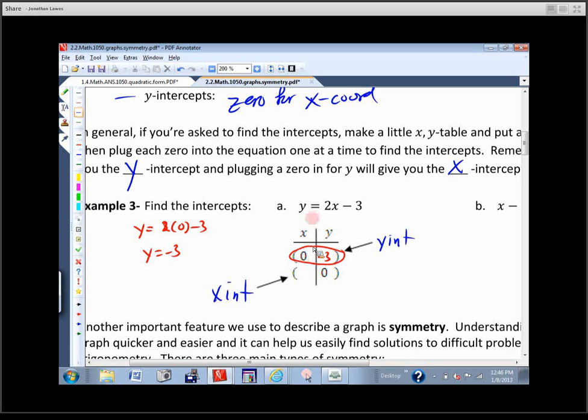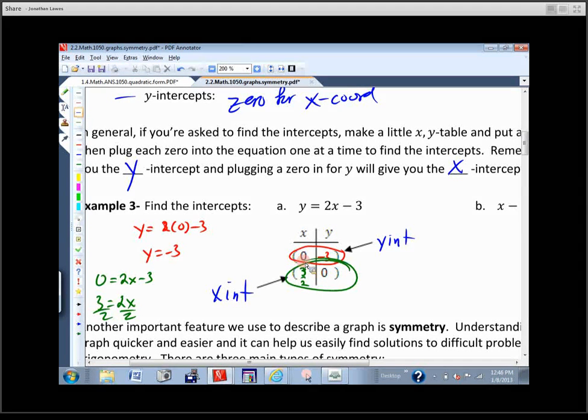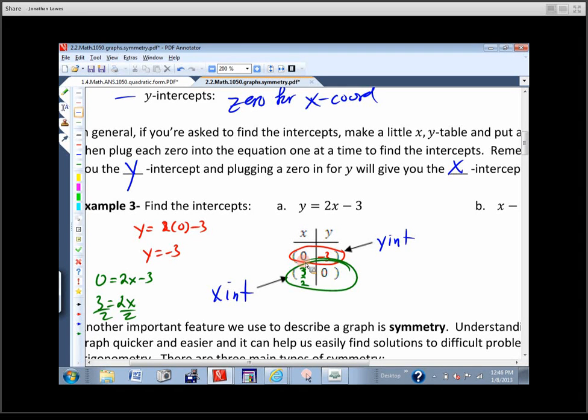And then if I find the x-intercept, I plug a 0 in for y. So that's going to be 0 equals 2x minus 3. And then I just solve for what x is. So I'm going to add 3 to both sides and then divide by 2. So this is going to be 3/2. So there's the x-intercept. It's a linear equation, so it's only going to cross in one place. Okay, any questions there?